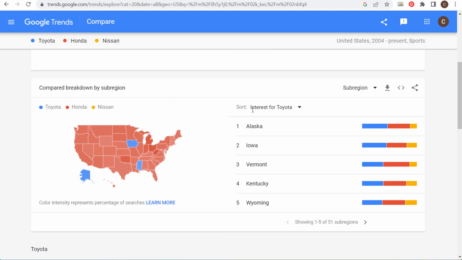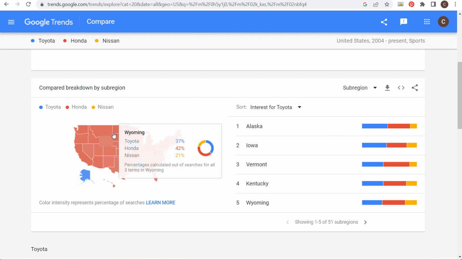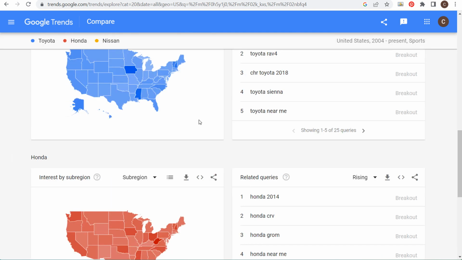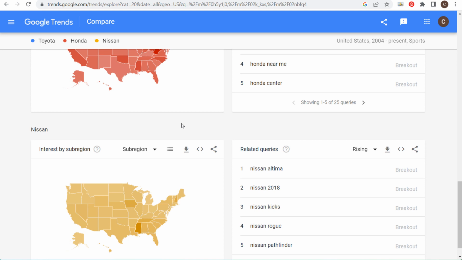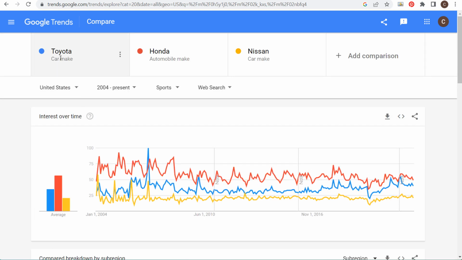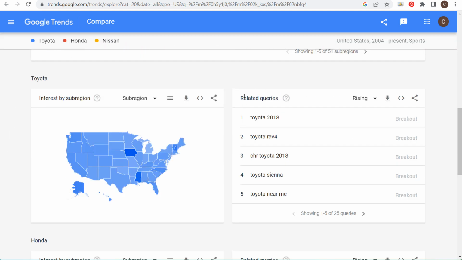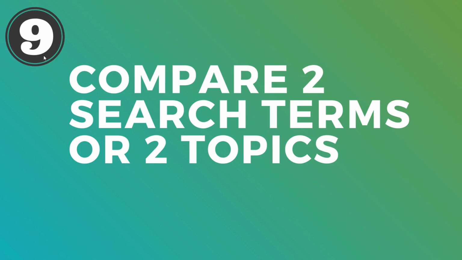You can see breakdown by subregion in different states, different metro, different city. And you can look at if there's certain areas that people prefer some of these different car makes versus others. So kind of comparing different things to see what's more popular, where's the interest in terms of different locations. And then you can also look up some of these different related search terms for all of these different car makers as well. So number 9, comparing 2 or more search terms or 2 or more topics.